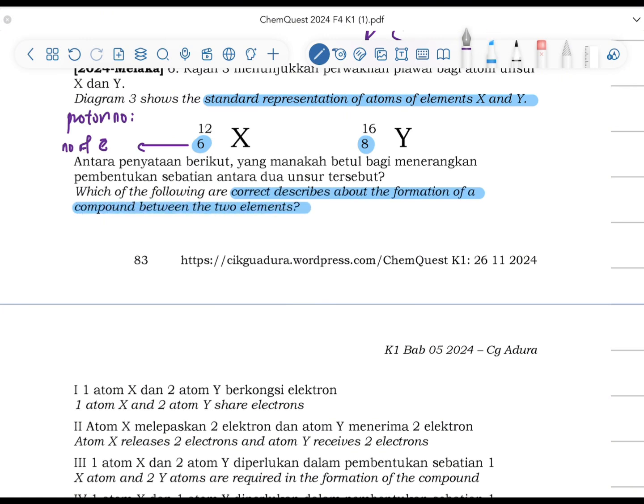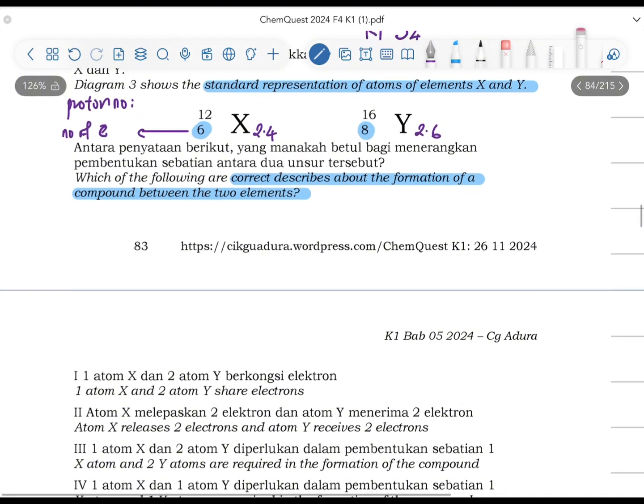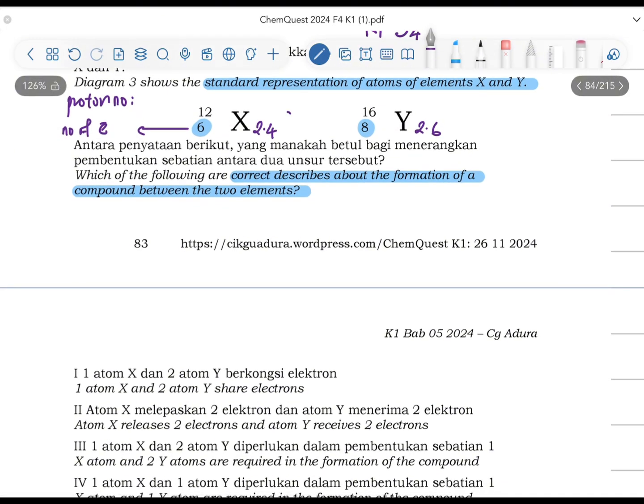If you write out the electron arrangement, X is 2.4 and Y is 2.6. We can just ignore the upper part, because it is the nucleon number, which tells us the number of neutrons and protons in it, but we just want to know the number of electrons, so we can just focus on the proton number. So actually X is carbon and Y is oxygen. So they are forming a compound known as CO2.